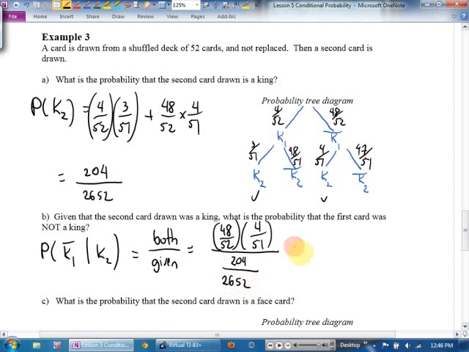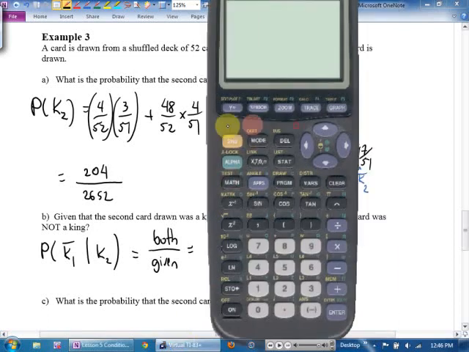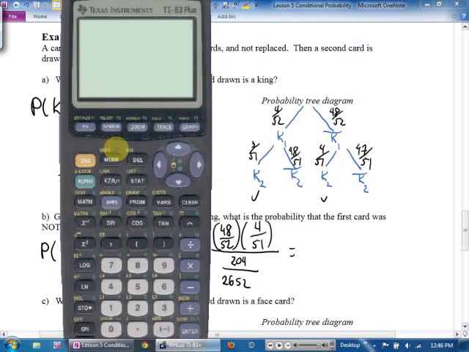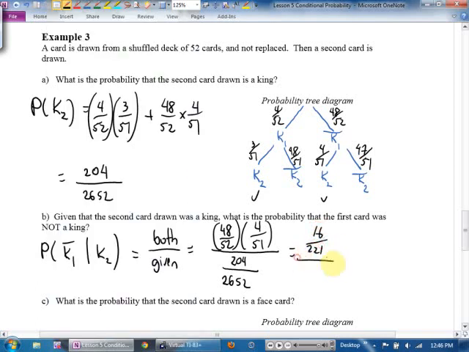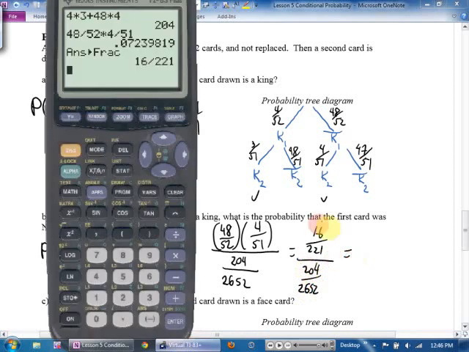For these, because they're multi-level fractions, I'm a little concerned about how my calculator will actually work. So usually what I do here is work out the whole top in lowest terms. I go 48 over 52 times 4 over 51, enter. This is 16 out of 221 over 204 out of 2652, and then I would go the first fraction in brackets, 16 divided by 221 divided by the second fraction in brackets. I'm a little paranoid with multi-level fractions. I need to play around with my calculator to see whether I can lose the brackets or not. You get 16 out of 17?